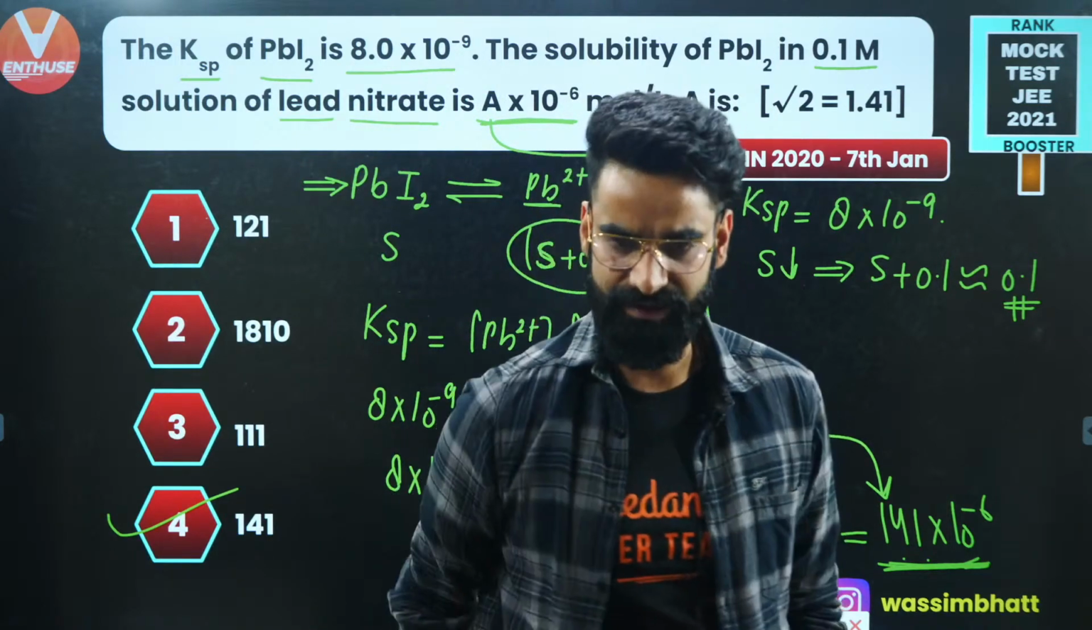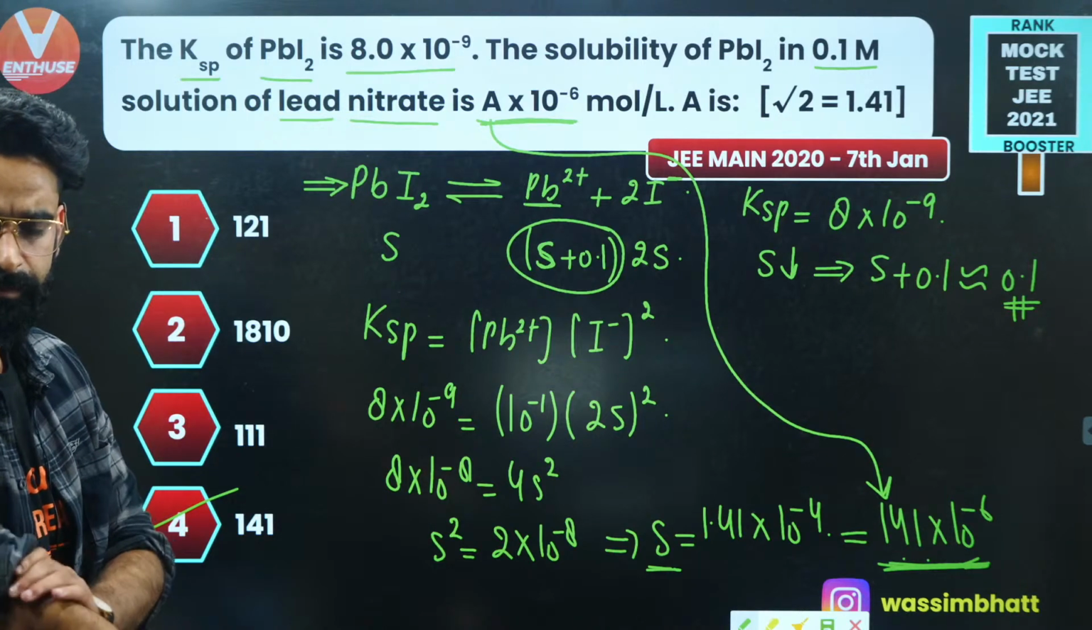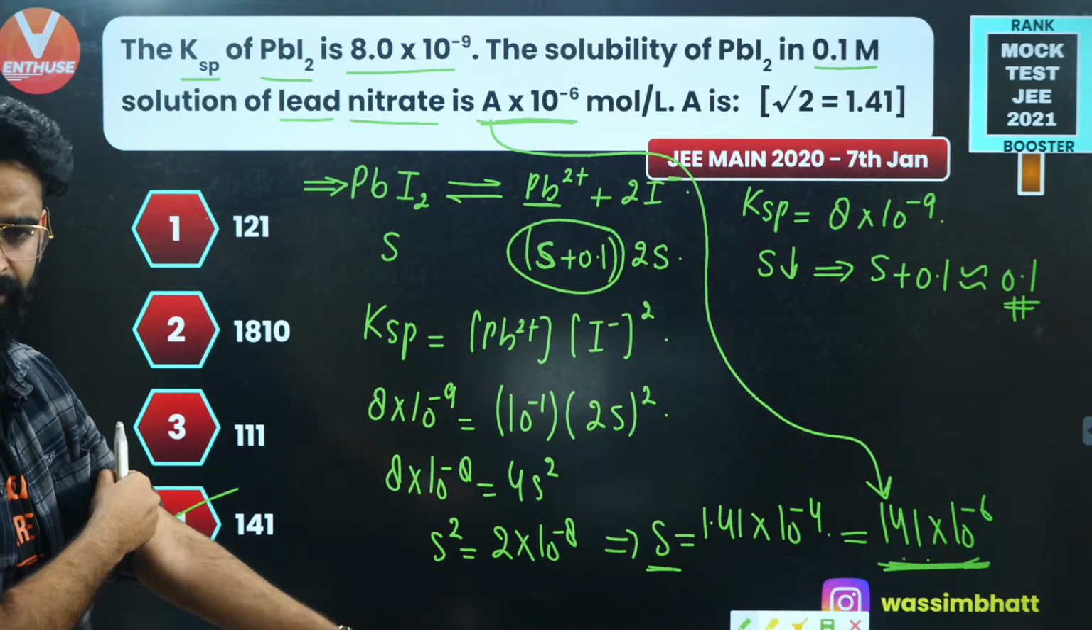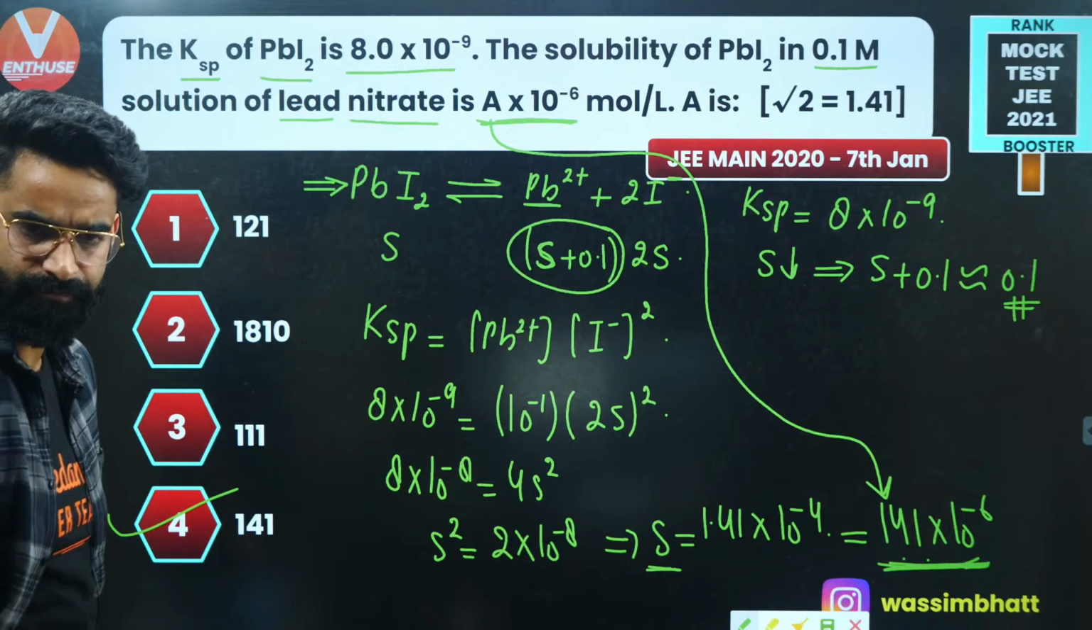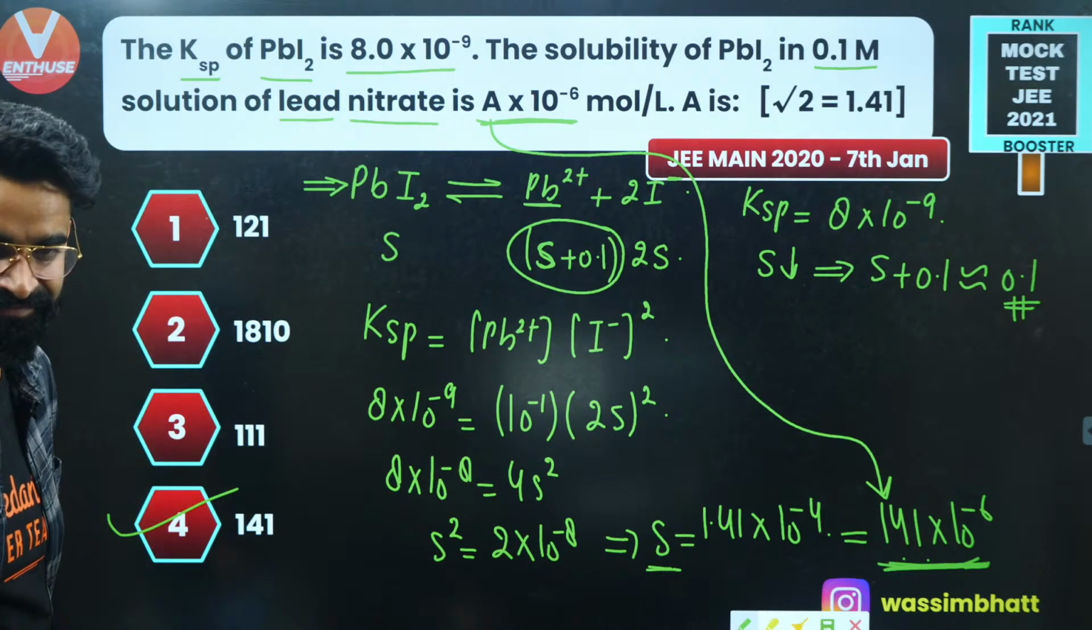Let me know in the chat box if it is clear to everyone. Yes. Let me know fast. Exactly. This was the integer type question.